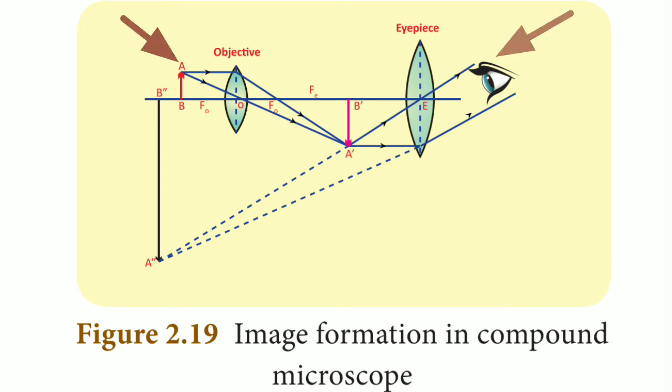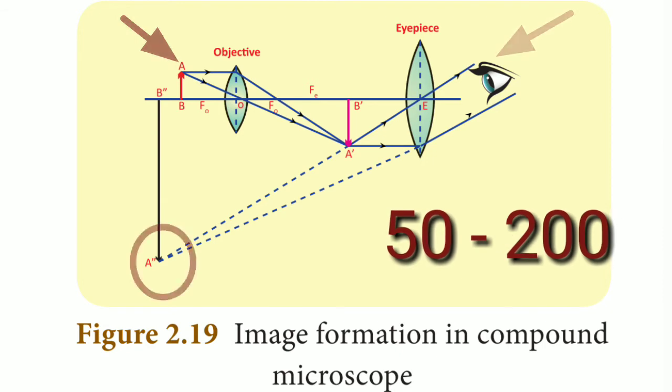The position of the eye lens is adjusted in such a way that the image falls within the principal focus of the eyepiece. This eyepiece forms a virtual, enlarged and erect image on the same side of the object. Compound microscope has 50 to 200 times more magnification power than simple microscope.